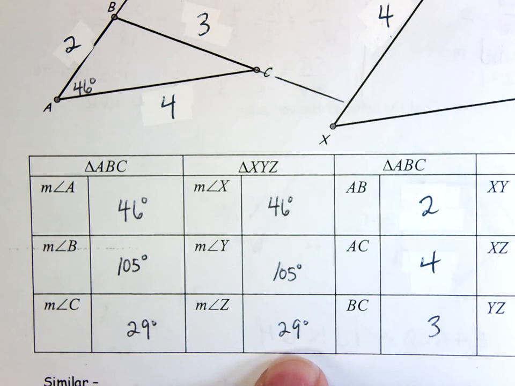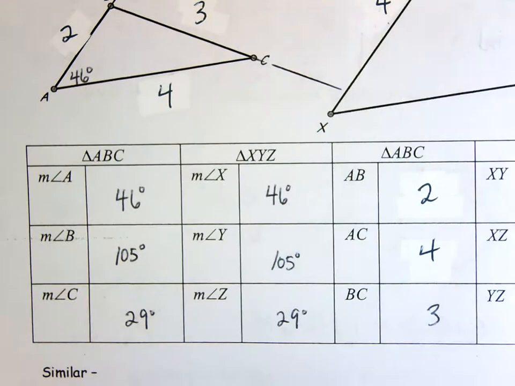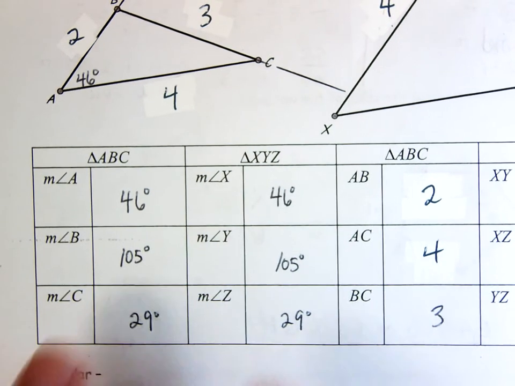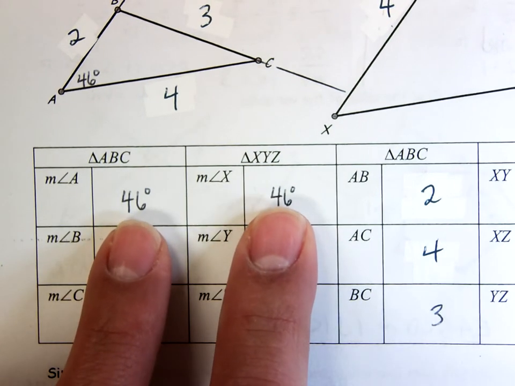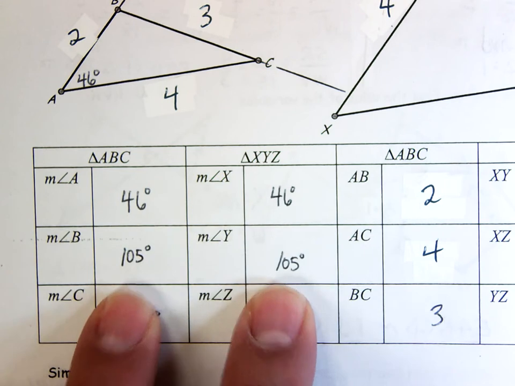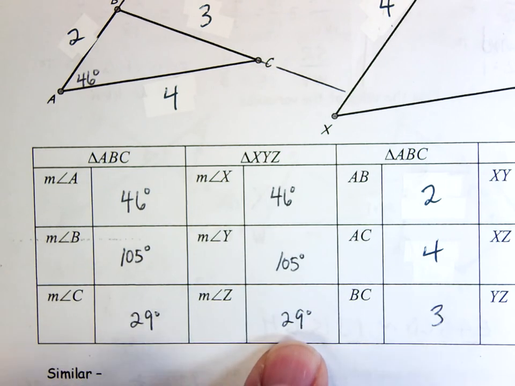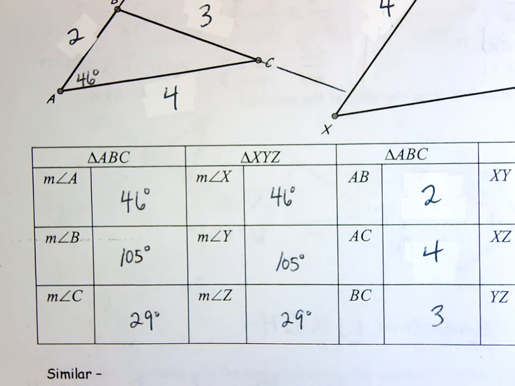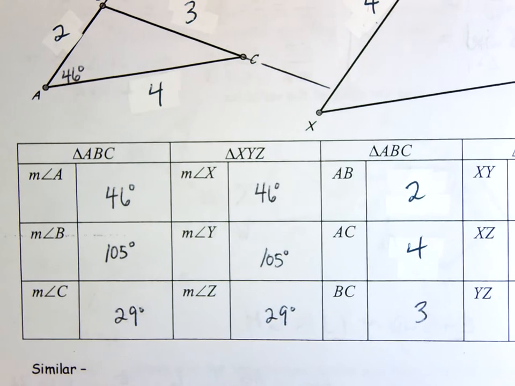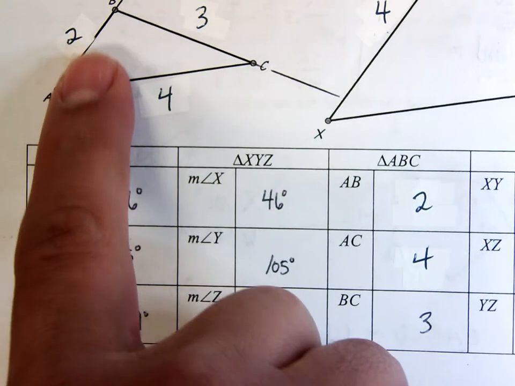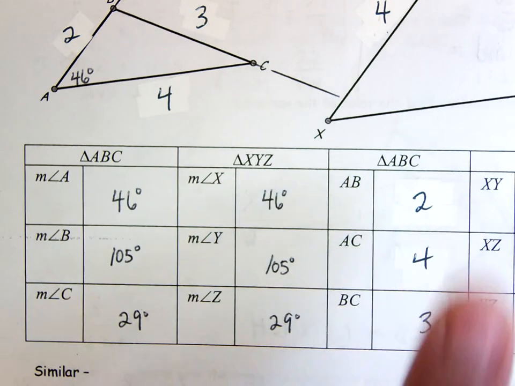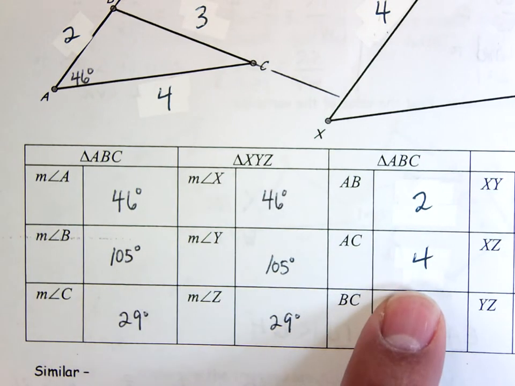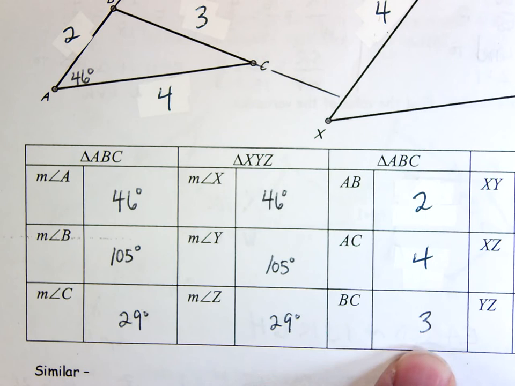Okay, so that should show us something. If shapes are similar, the corresponding angles have to be congruent, so the angles will match up perfectly. Then I go measure the sides. Again, I didn't actually measure these sides, I just made them up to make the math easy. Side AB of this triangle, I'm putting as 2, side AC as 4, and side BC as 3.